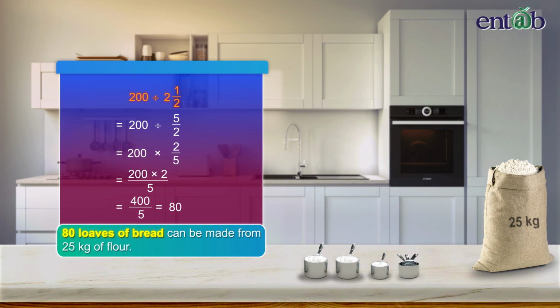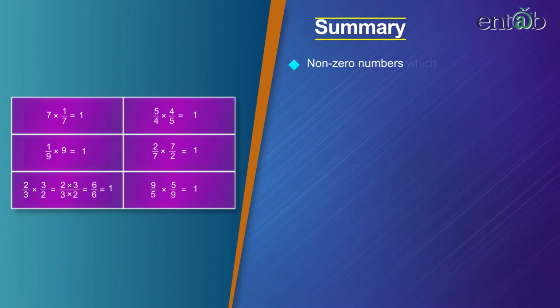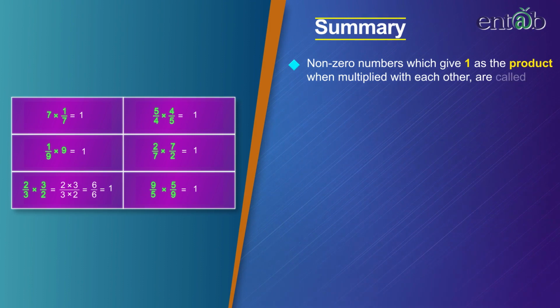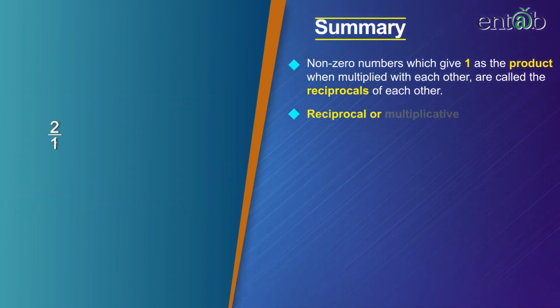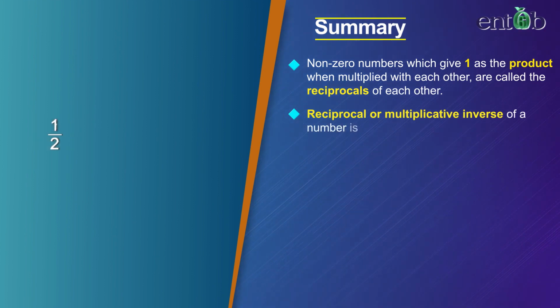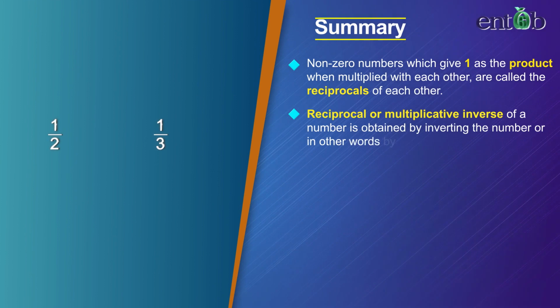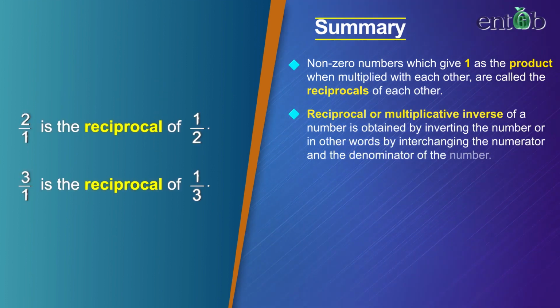Let us summarize what we have learnt in this module. Non-zero numbers which give 1 as the product when multiplied with each other are called the reciprocals of each other. Reciprocal or multiplicative inverse of a number is obtained by inverting the number, or in other words, by interchanging the numerator and the denominator of the number.